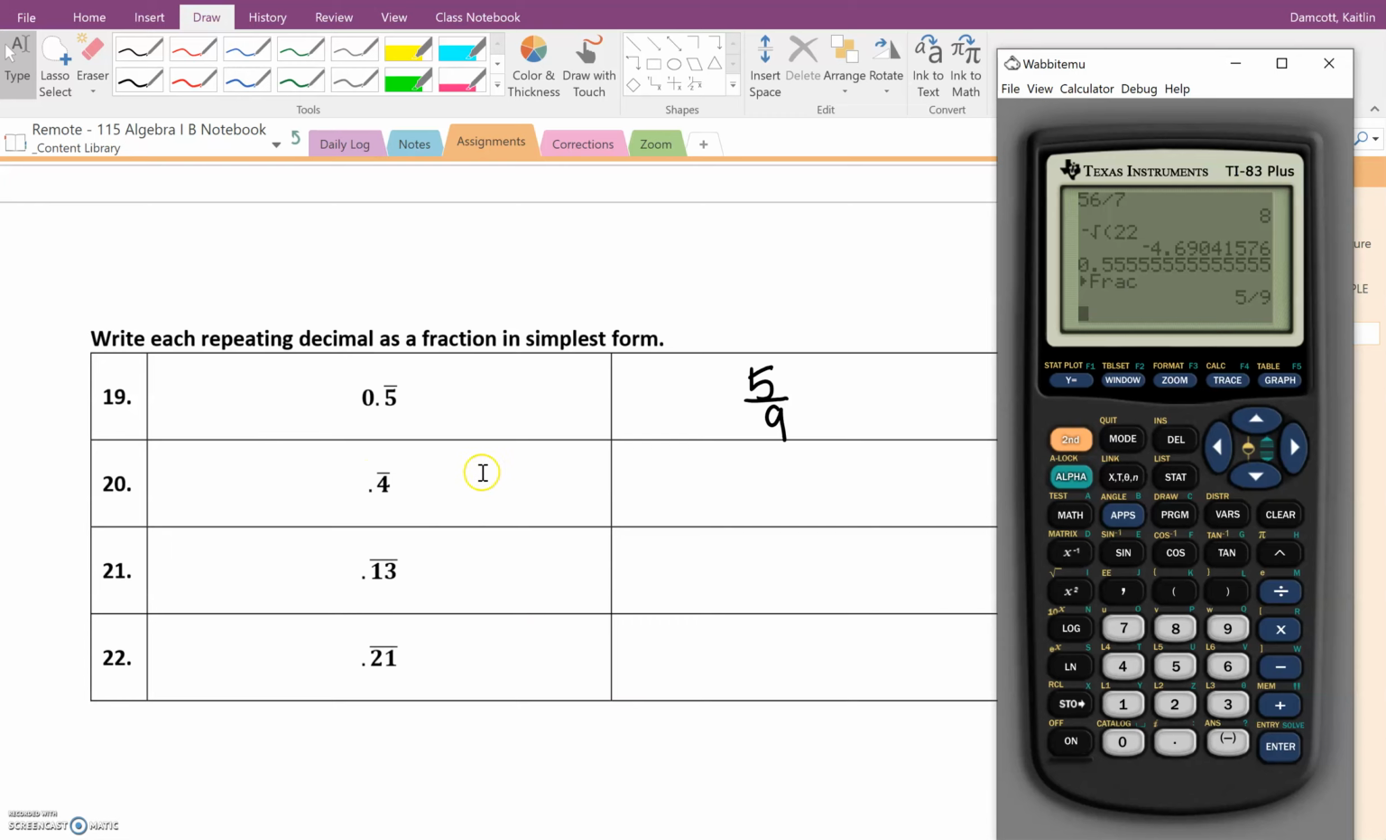I'm going to skip 20. You guys can do that. I'm going to show you how to do 21. So with 21, you have this decimal that is 0.13, and the bar is over the 1 and the 3.